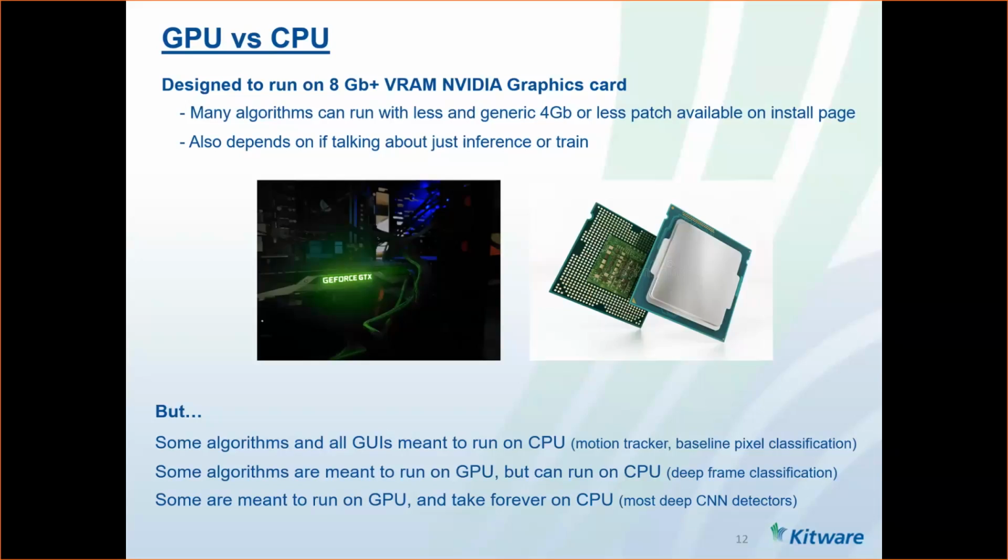Some algorithms are meant to run on a GPU, but they can run on a CPU, for example, deep frame classification. It's a little bit different than object detection in that the networks are slightly smaller. They can run on CPU, just slower, obviously. Some analytics are meant to run only on the GPU, and they take forever to do on the CPU. For example, training deep convolutional neural network detectors. That's the biggest thing you're going to run into issues with if you're trying to do CPU only.